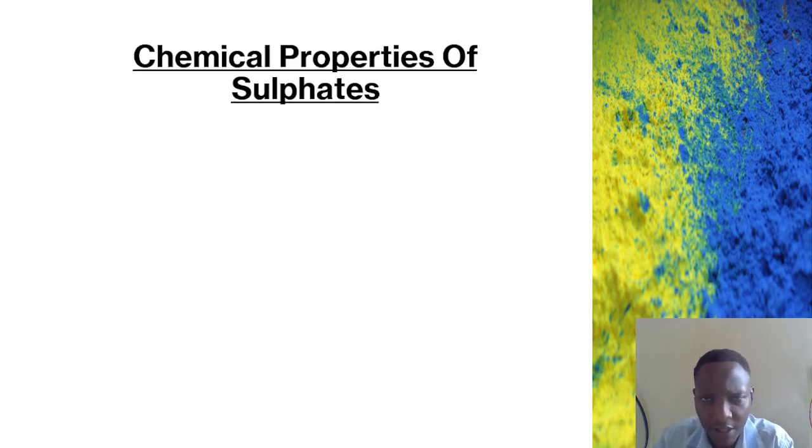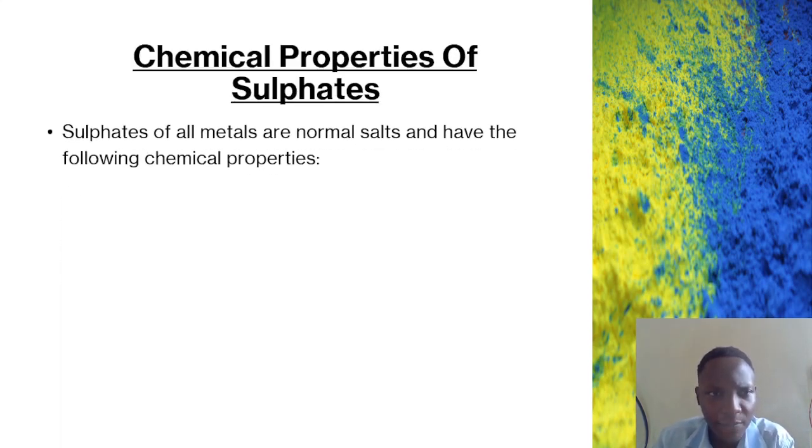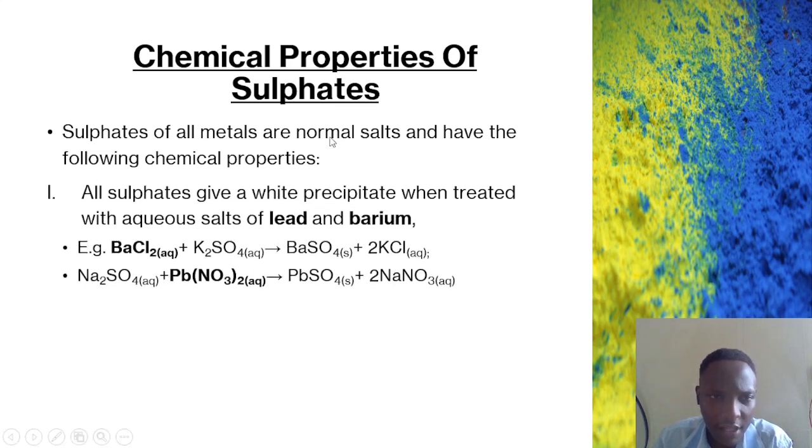Now, let's see the chemical properties of the sulfates. Sulfates of all metals are just normal salts and they have the following properties. The first one is that all sulfates give a white precipitate when treated with the aqueous salts of lead and barium. For example, as you can see in the reactions. So that's the first chemical property. You can tell the sulfates by this property: they give a white precipitate when treated with the aqueous salts of lead and barium.